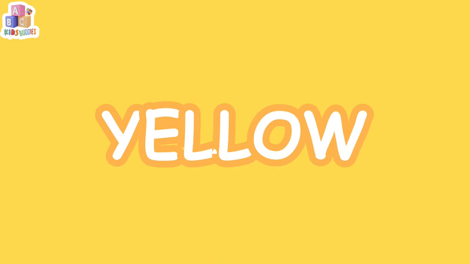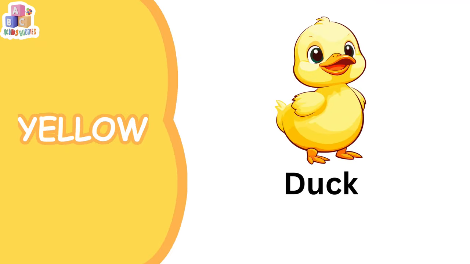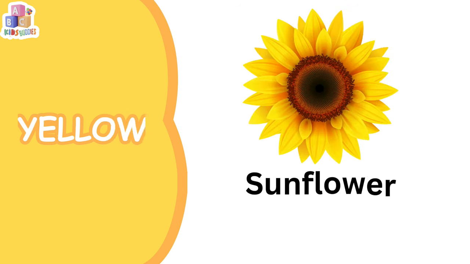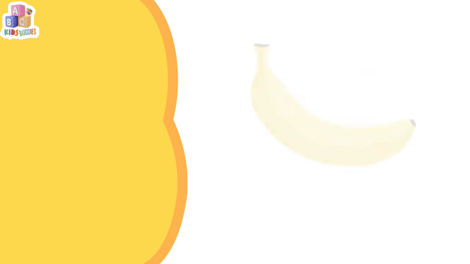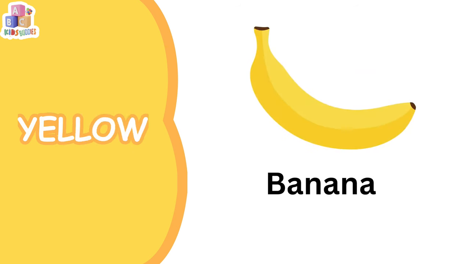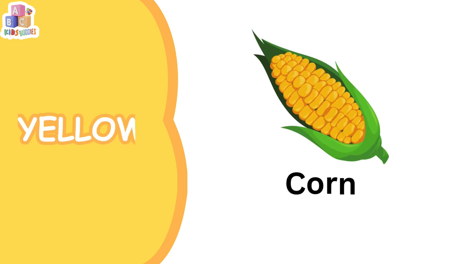Yellow. Duck is yellow. Sunflower is yellow. Cheese is yellow. Banana is yellow. Sun is yellow. Corn is yellow.